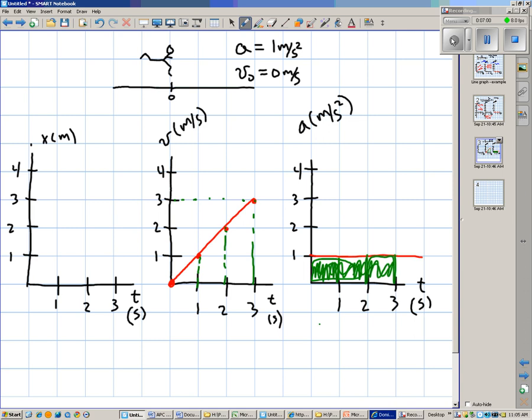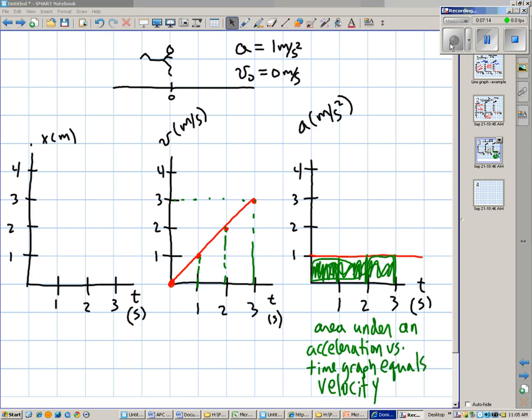So the area under a velocity, or I'm sorry, the area under an acceleration versus time graph equals velocity. And now, if I use that same concept, I can say the area under a velocity versus time graph gives me the displacement. So let's look at this area here.